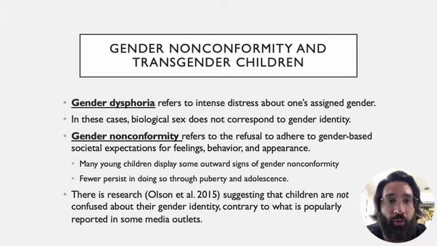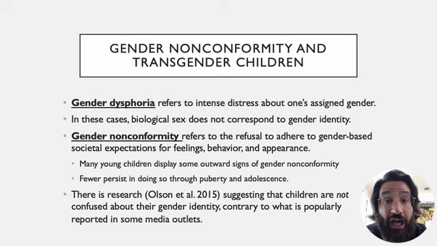On the other hand, there are people who will say that children are not confused about their gender identity. And if their gender identity does not conform to or align with their assigned biological sex, and they persist in believing that, we should believe them, that they're being truthful, they're being honest, that they really are struggling. And so this is where we get the phrase gender dysphoria, which refers to intense distress about one's assigned gender.